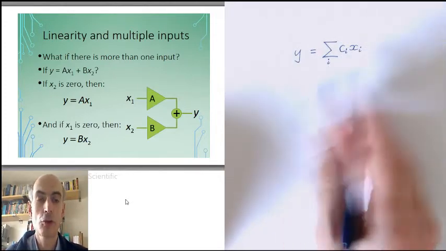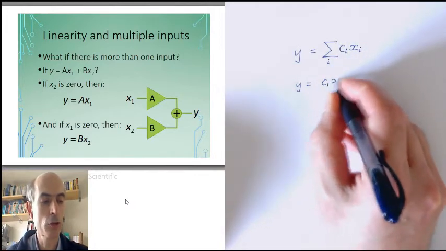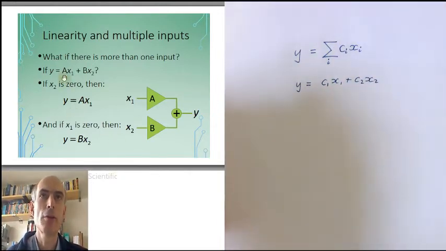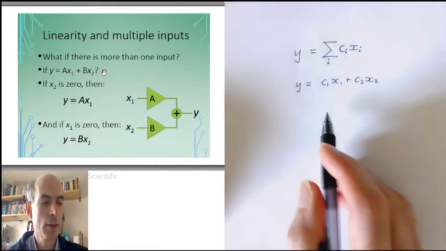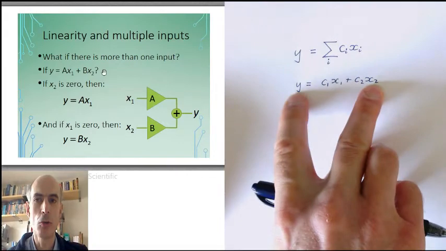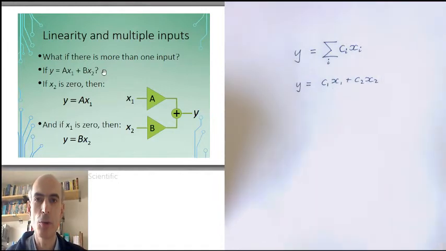In the case where you've only got two inputs, I could write that as y equals c1 x1 plus c2 x2, or as I've written it on the slide, a x1 plus b x2, where a is c1 and b is c2. Now this has the useful property that the effect of x1 on y plus the effect of x2 on y is the total effect on y when both x1 and x2 are there at the same time. That is the essence of what I mean by superposition.